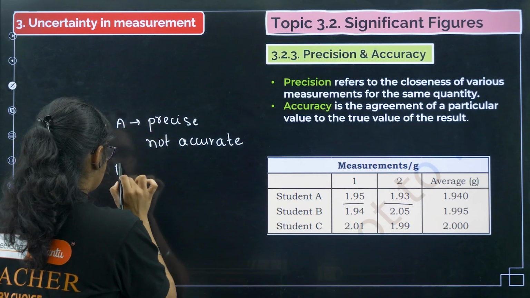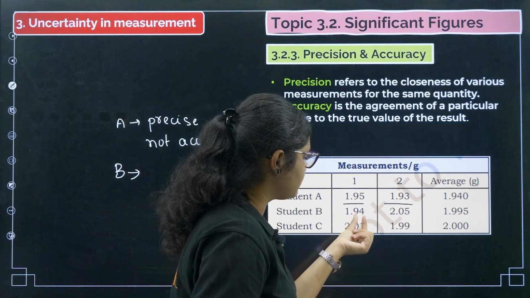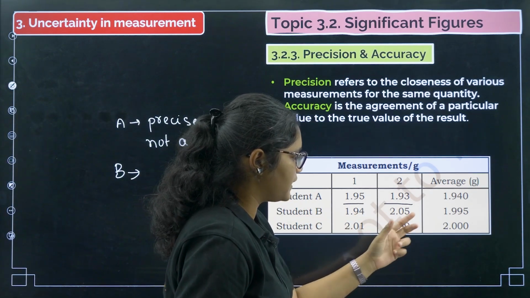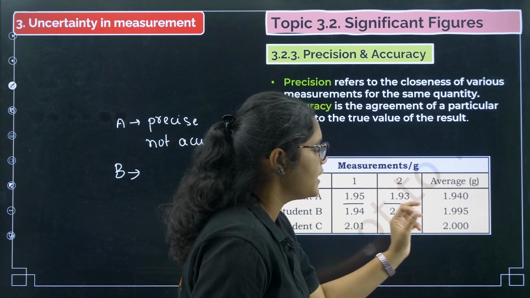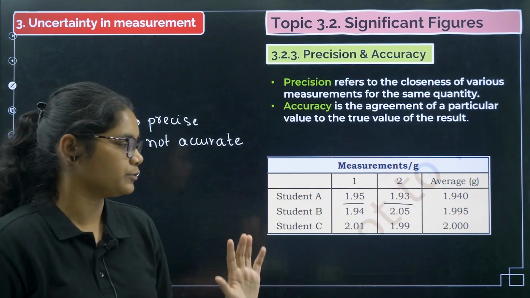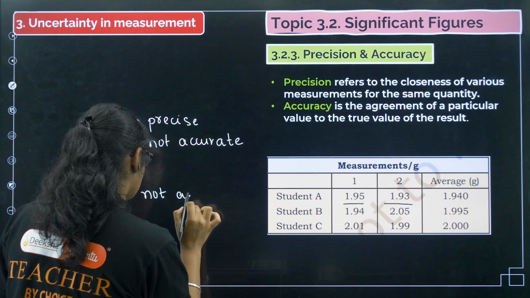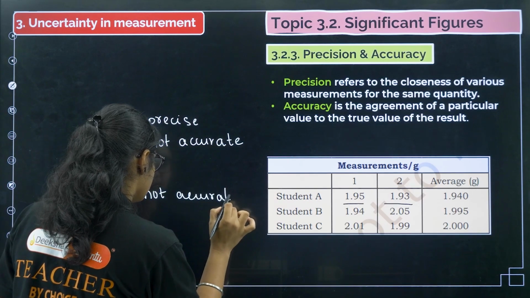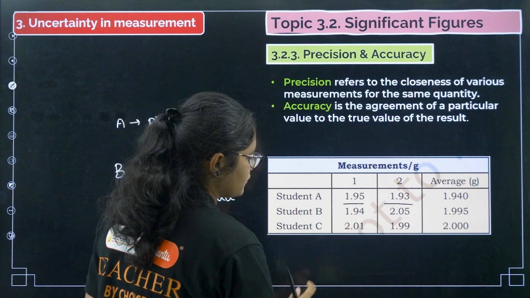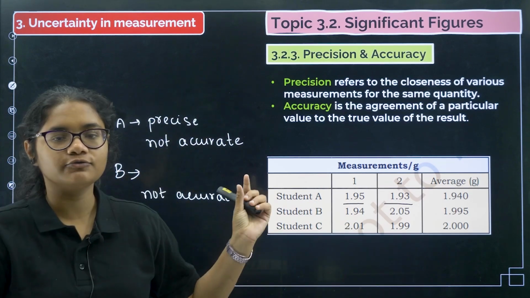Now let us see student B's measurement. You can see here it is 1.94 and 2.05, and if you take the average, we get 1.995, which is also not 2 grams, so definitely it is not accurate.